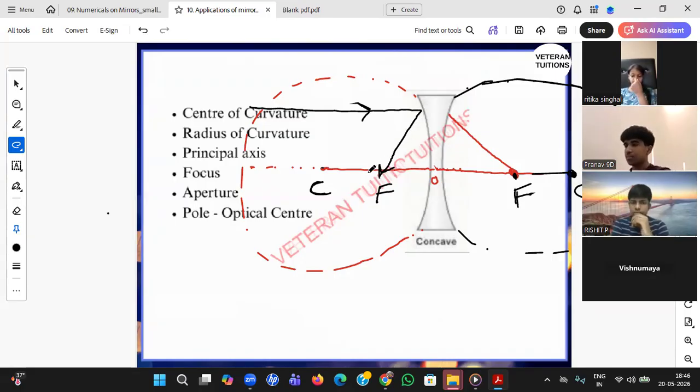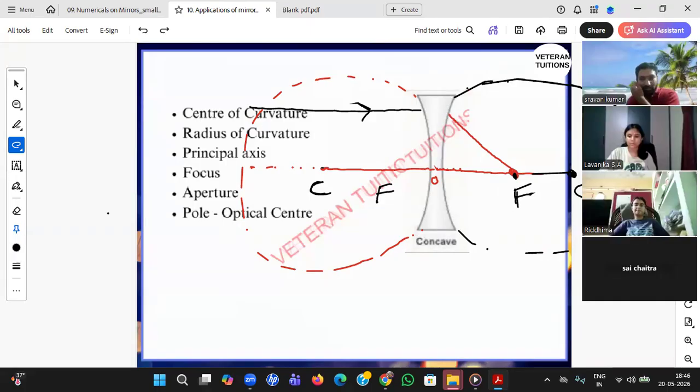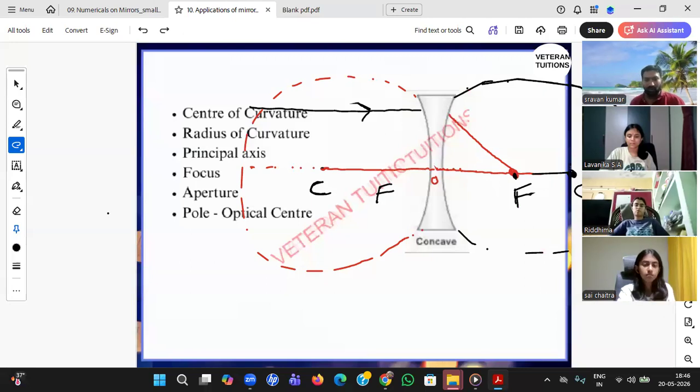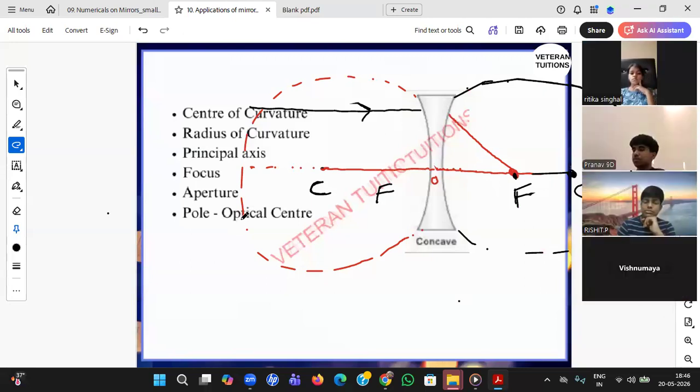Why? It will not reflect. Here, the mechanism is refraction. Lens, the mechanism is refraction. You see, bending of light is happening, but it should certainly go to the focus. That is how it is going to this focus. And it is also the focus of this sphere. Understood, Sai Chaitra? Yes, sir. Okay. So that was focus.